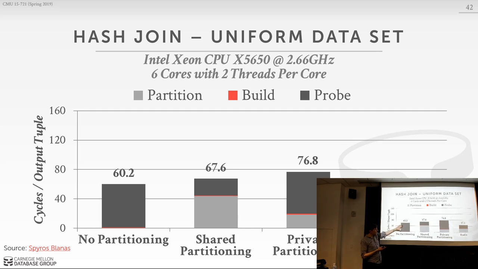I like this graph because it shows the trade-off: if I pay the penalty of partitioning, which the no partitioning approach doesn't have, then that makes the probe phase go much faster, because now everything's split up into cache-size chunks.